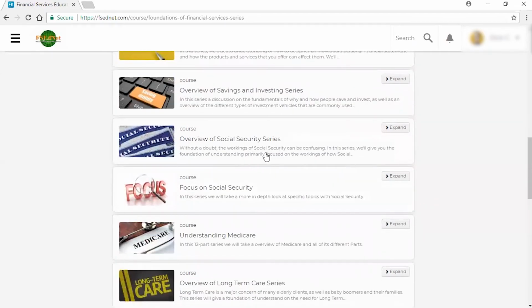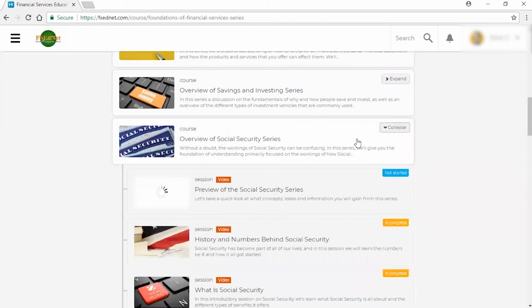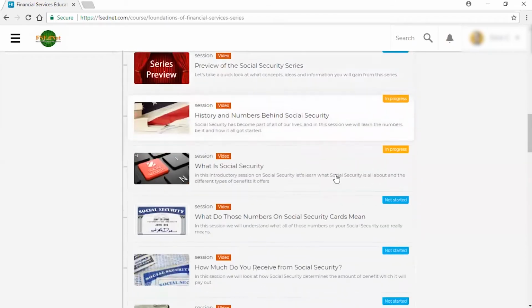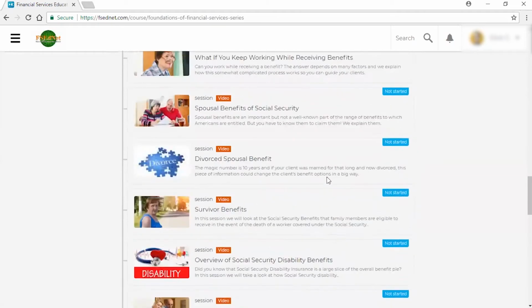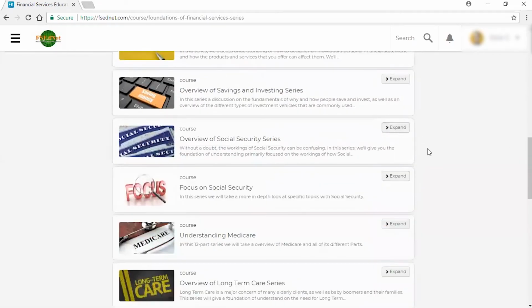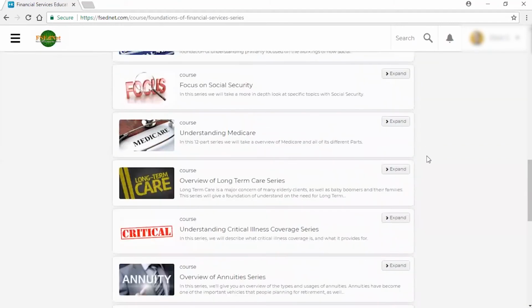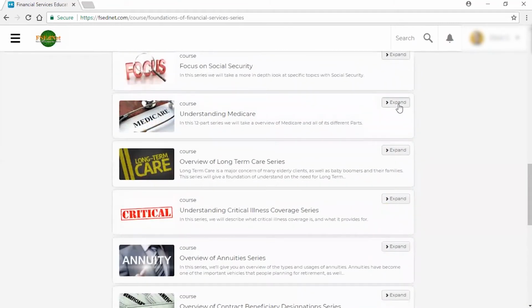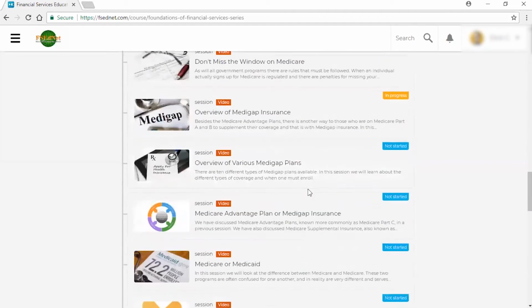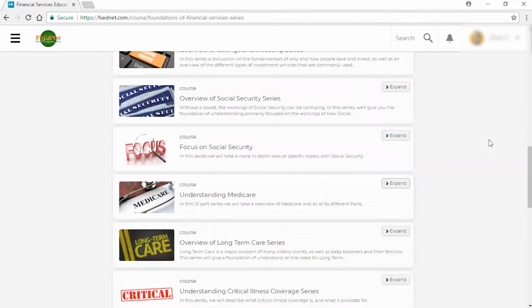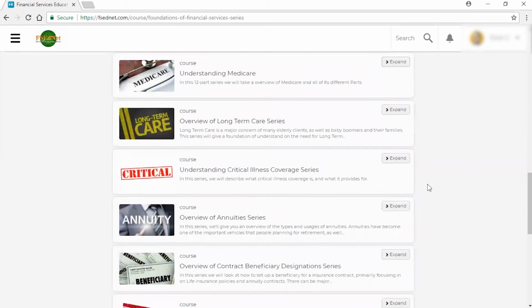Next, we will take a deep look into Social Security, primarily focusing on the retirement benefits, but covering most areas. We will gain great insights into Medicare, its different parts, and the consumer's choices in how to supplement it. We will learn about long-term care and critical illness coverage.